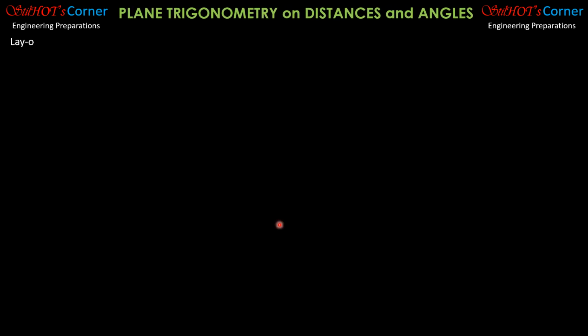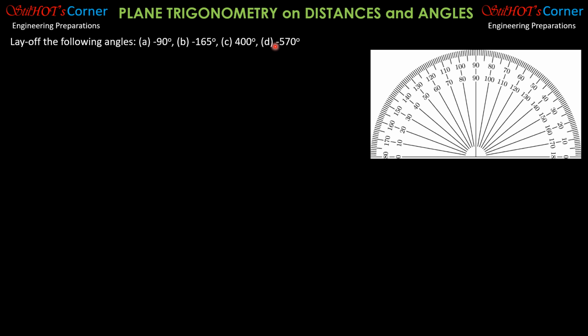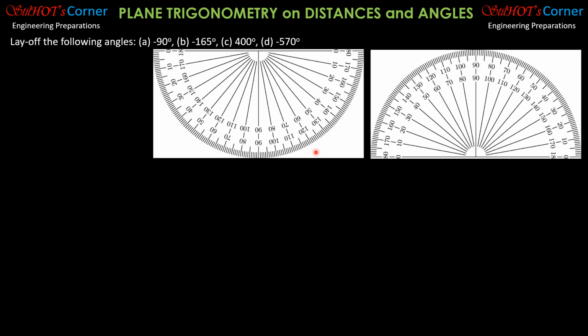So let's have another batch of laying off angles. Negative 90 degrees, negative 165 degrees, 400 degrees, negative 570 degrees. So this time we have angles that are negative and angles that exceed one full revolution in both directions. So first for negative 90 degrees, it's in this direction, in clockwise direction. So this angle here, we'll just transfer it here. And this is negative 90 degrees.